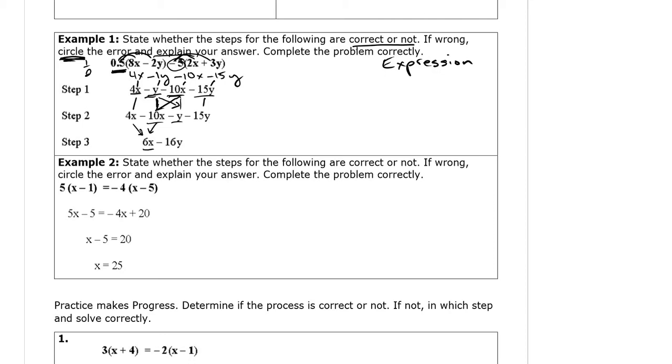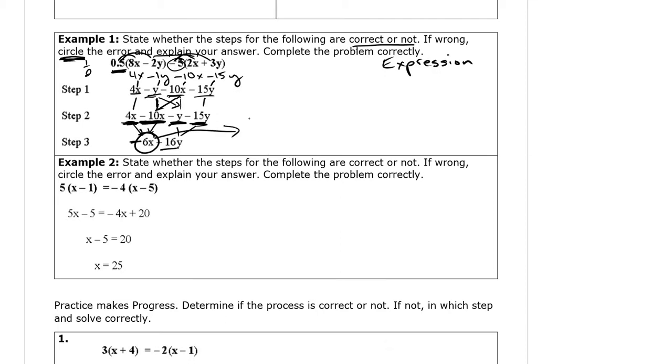Well, they must have combined their like terms, the x's. 4 minus 10. Well, the difference between those two is going to be 6, but that 10 is bigger than the 4, and it's negative, so the answer should be negative. So we found an error here, and I'm going to go ahead and circle it like they asked. Circle, that's supposed to be negative. Negative 1y and negative 15y does give us negative 16y, so that's correct.